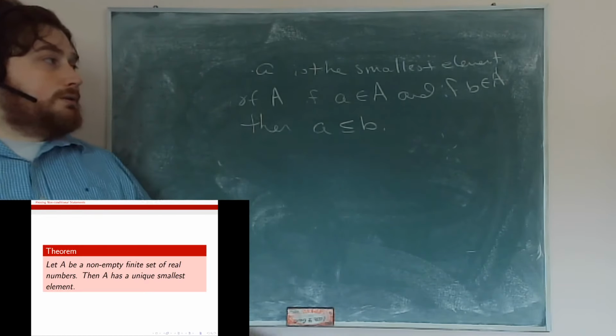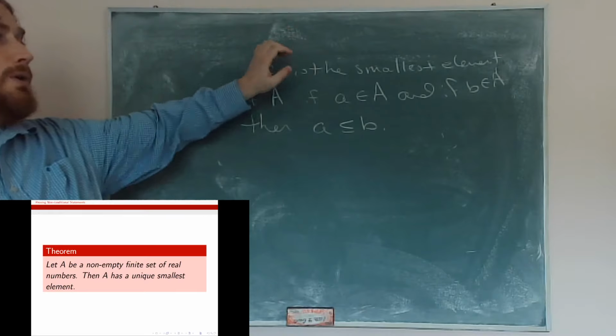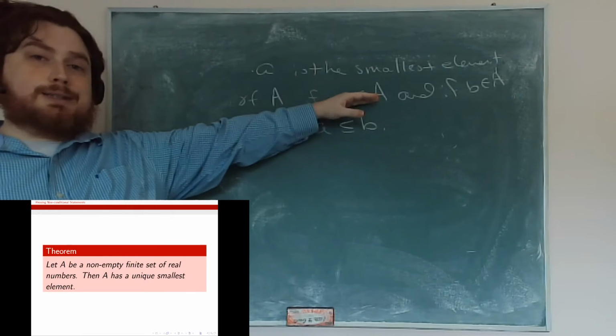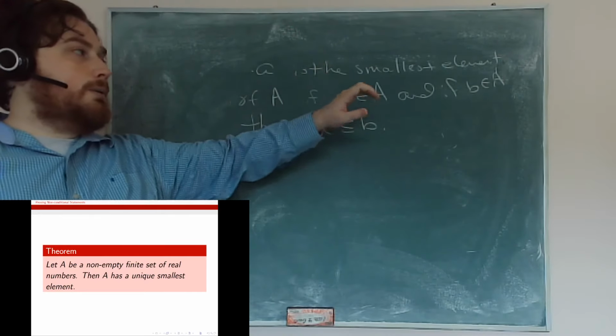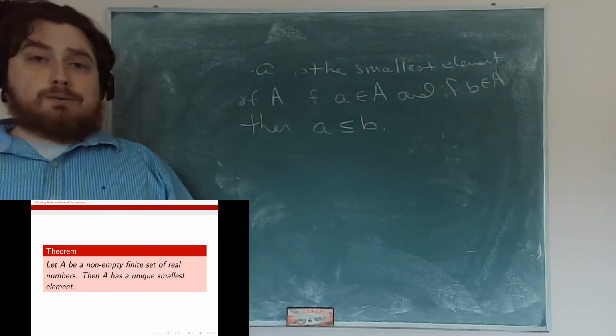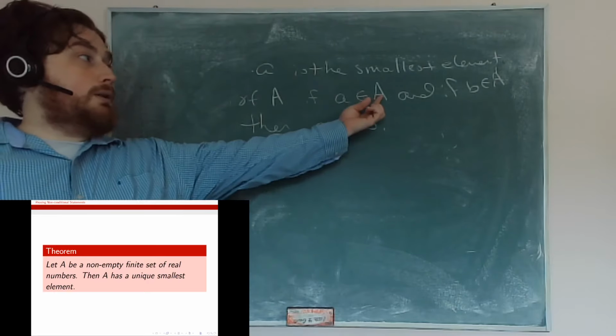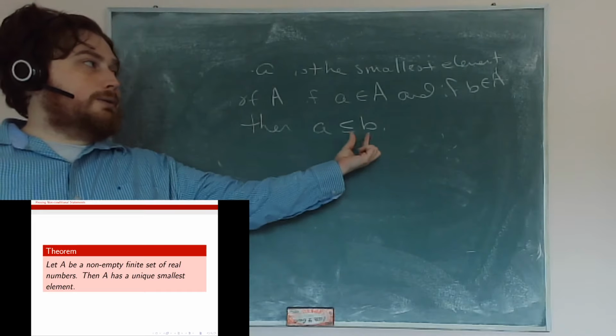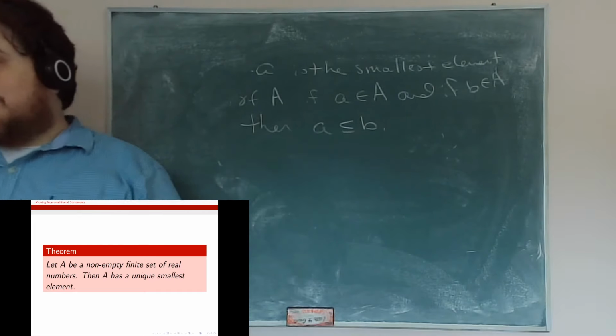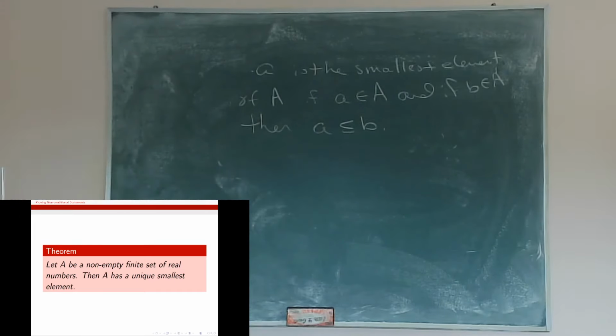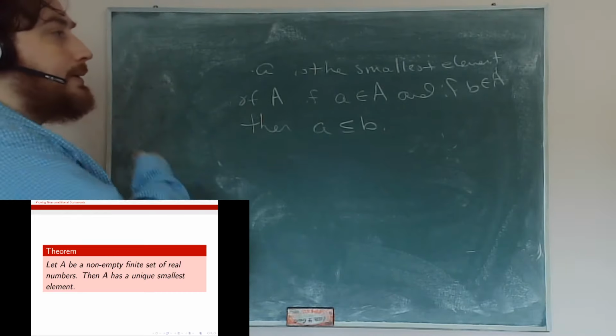So what we're saying is that a smallest element is an element that's actually in the set. And furthermore, it's less than or equal to every element in the set, which would include itself, because a is less than or equal to a, so a has to be less than or equal to every element in the set.